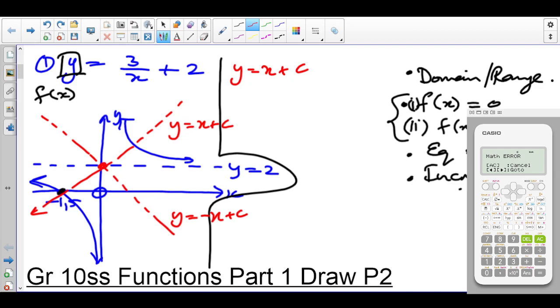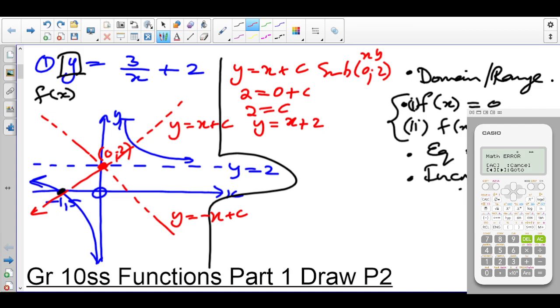We must substitute the point that's lying on this graph. The point that we know about is this one here, which is 0 and 2. So we substitute 0 and 2. That's an x and a y. So 2 is equal to 0 plus c. So c works out to be 2. Y is equal to x plus 2. But some of you are going to say, but we didn't need to work that out. Why? Because c is always your y-intercept, and your y-intercept here is 2. So, that is right. Y is equal to x plus 2.